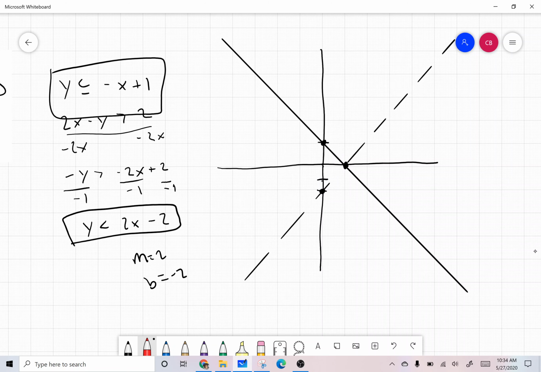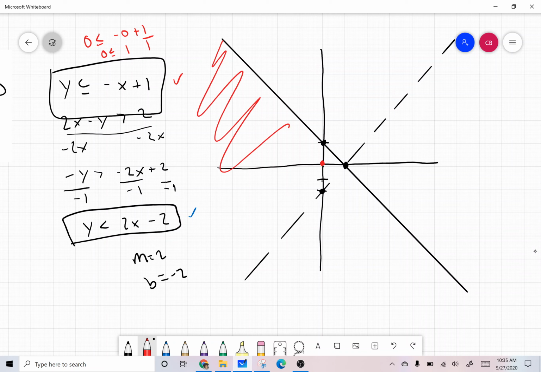Now, here's the tricky part. We have to decide this one and this one. So we're going to shade. So I'm going to do 0, 0 as my test point, and I'm going to use 0, 0 in both cases. But I'm going to do it for this one first. So if I plug in, 0 is less than or equal to negative 0 plus 1, which means 0 is less than or equal to 1, then that is true. So then this is true, and that is this solid line. So I would shade down here.